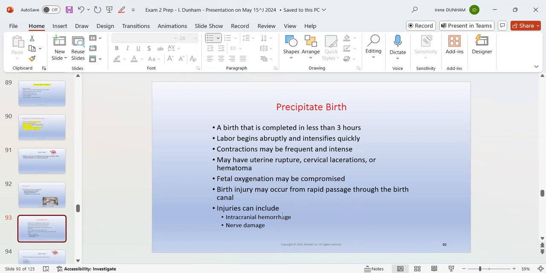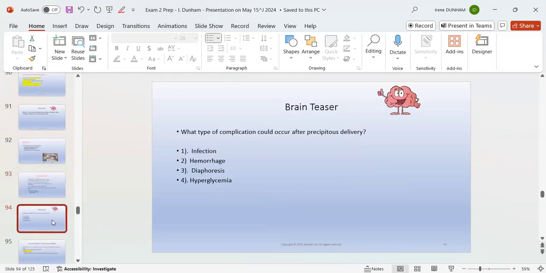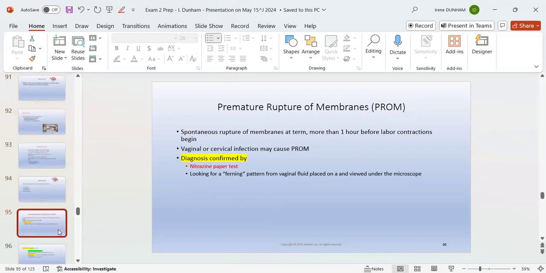And this patient too is more prone to a hemorrhage after delivery. All right. So what type of complication could occur after precipitous delivery? Yeah, hemorrhage. Good.